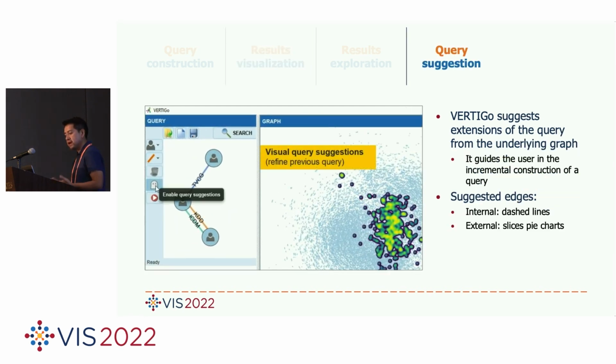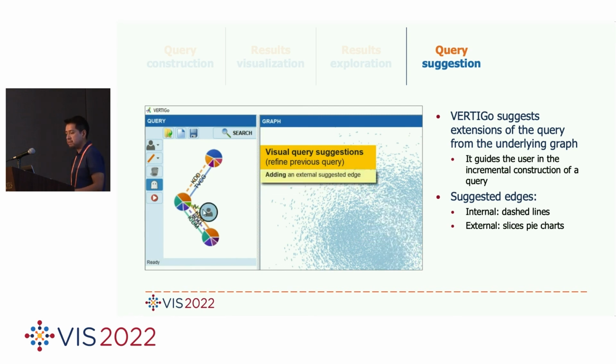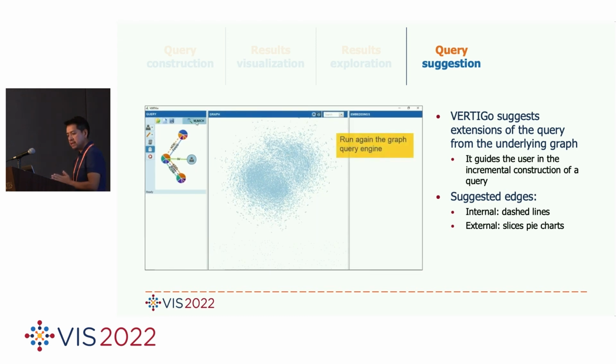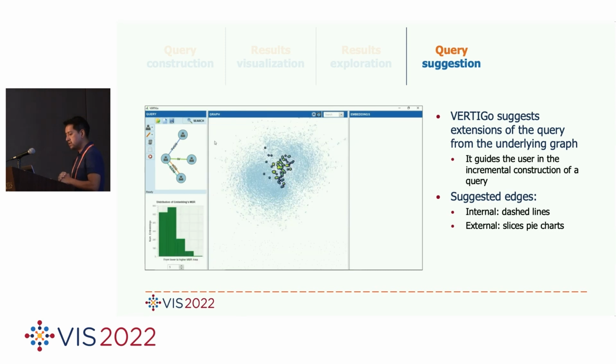Vertigo allows to refine the previous query. Dashed line depicts new internal relationships, and new external relationships are depicted by the slices of a pie chart, where the area represents the percentage of new embeddings that can be extended from this node. In this example, we add the information visualization venue as a new relationship and run the query engine again.